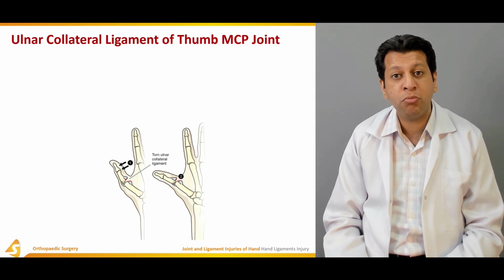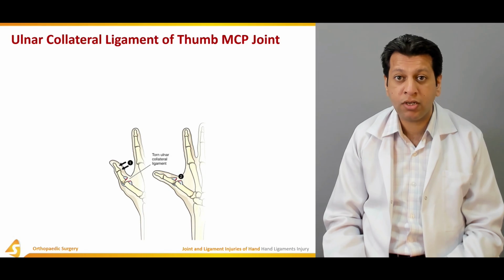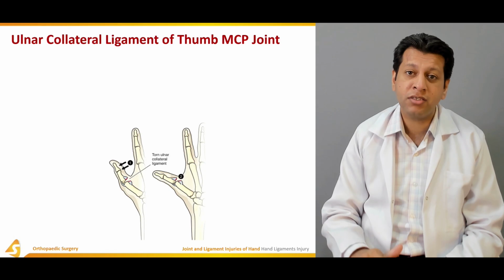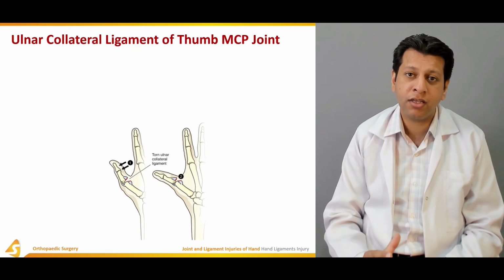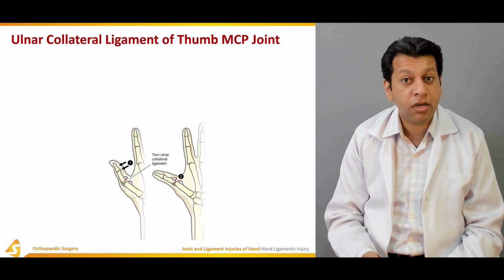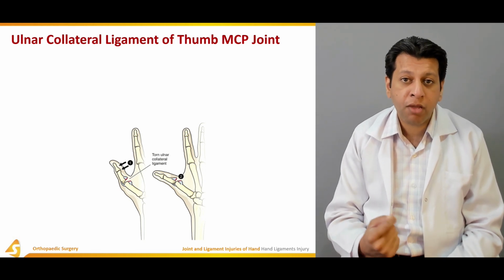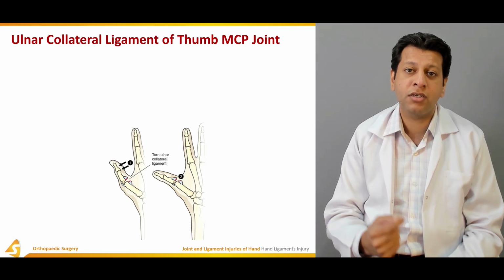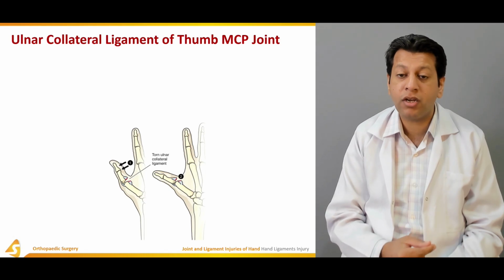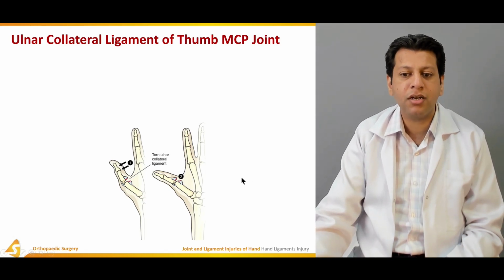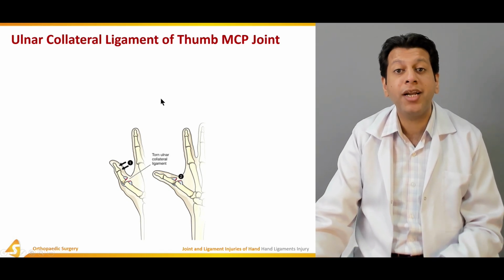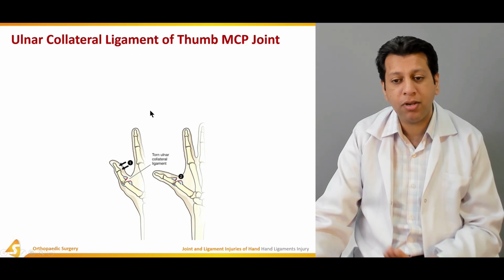This injury was very common in those gamekeepers, especially of the Scottish era. Doing this again and again produced repeated stress over the ulnar collateral ligament, and over time the ulnar collateral ligament would either rupture or undergo attrition, leading to a classical injury called gamekeeper's thumb or skier's thumb. Why it is called skier's thumb, I will get to as well.